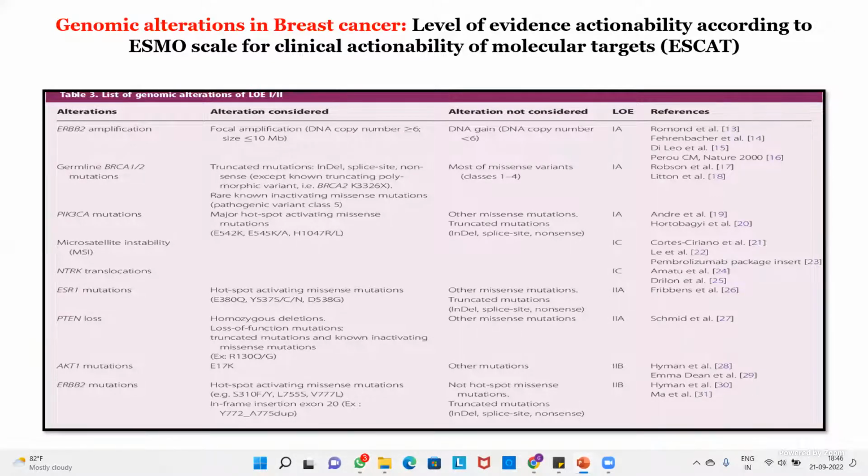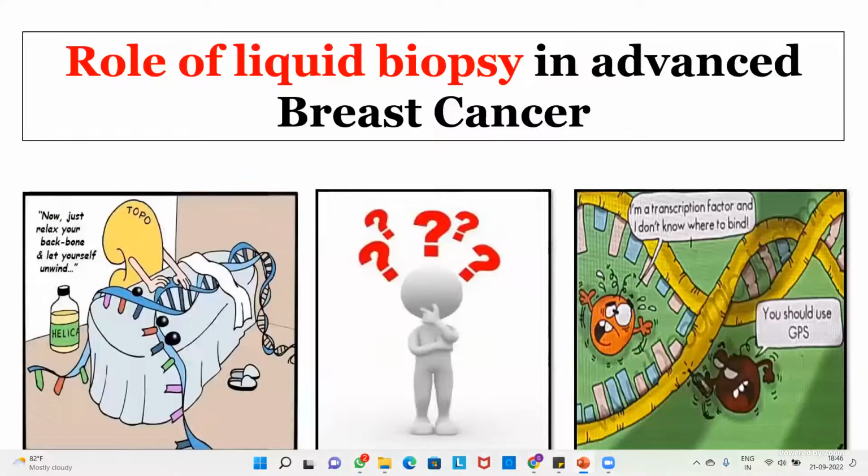For all these alterations, ESMO has come out with a scale for clinical actionability of molecular targets, specifically in breast cancer. You can see the level 1, level 2 evidence tends to be for what I had already just spoken about: the HER2 amplifications, the germline BRCA mutation, PIK3CA, those MSI and tract agnostic markers, those ESR1 mutations that you acquire over time, PTEN loss, and AKT mutations. Next, please. So today's topic, the main question, is what is the role of liquid biopsy, specifically in breast cancer patients? Next, please.